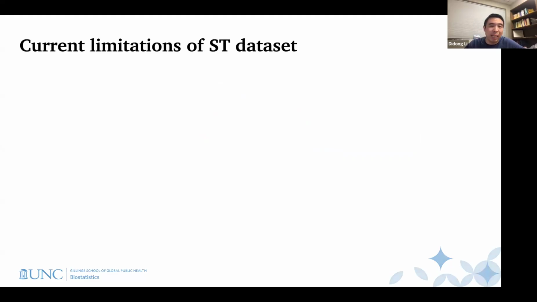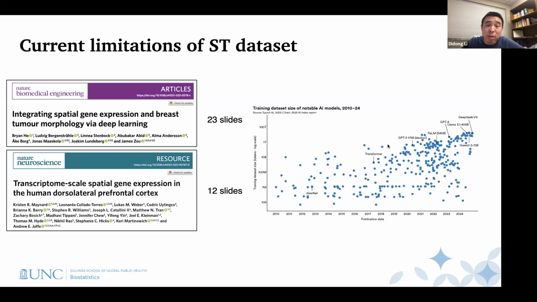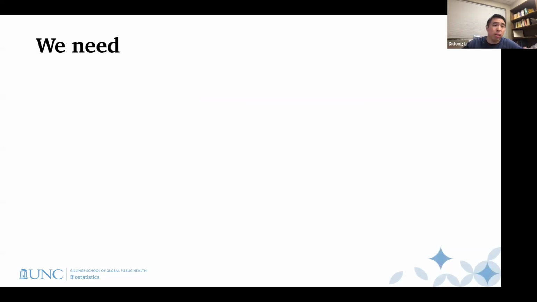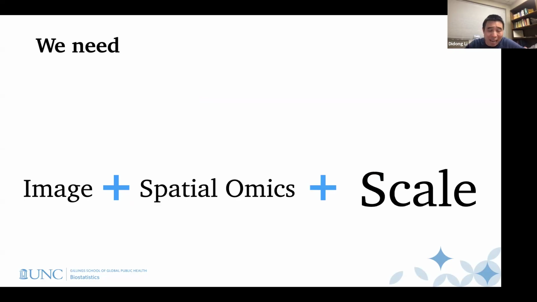However, the existing ST data have some limitations. For example, if you look at these 2 very influential works, one provided 23 slides for a human breast tumor, and the other one provided 12 slides from human cortex, human brain slides. But the number is still very small. It's because it's very expensive to get such a dataset. Each slide may cost you a few $1,000s. But if you look at these notable AI models, the training data size in number of tokens is at the scale of a trillion. So we really need big data for this. Motivated by this, we need some data with images, with spatial omics, and at a large scale so that we can train this multimodal AI.